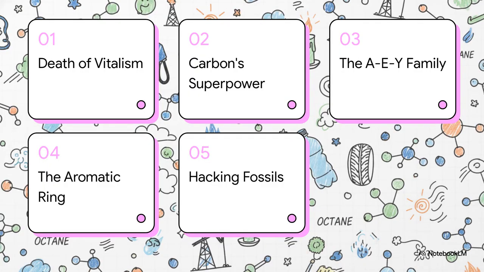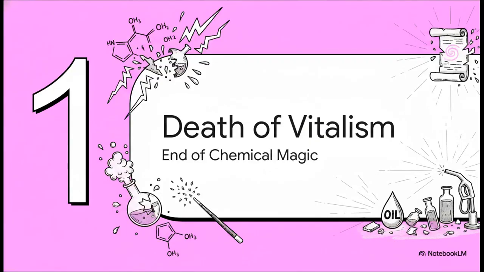So, here's our high-speed roadmap for today. We're going to hit the death of vitalism, explore carbon's superpower, meet the alkane, alkene, and alkyne family, check out the aromatic ring, and finally wrap up on a massive scale with hacking fossils. Let's go. Kicking things off with Section 1, the death of vitalism.